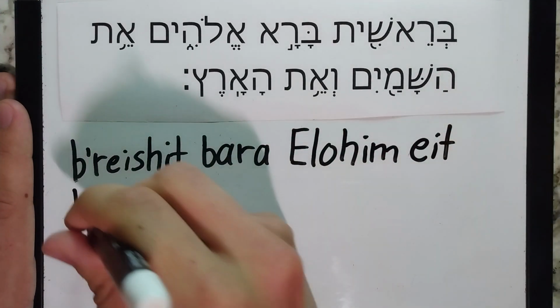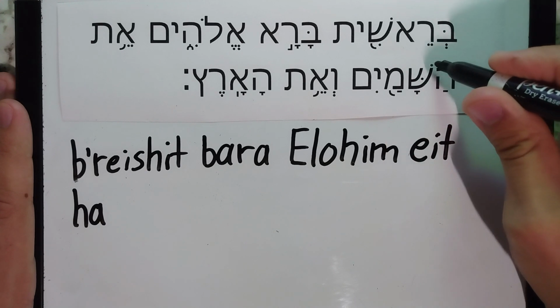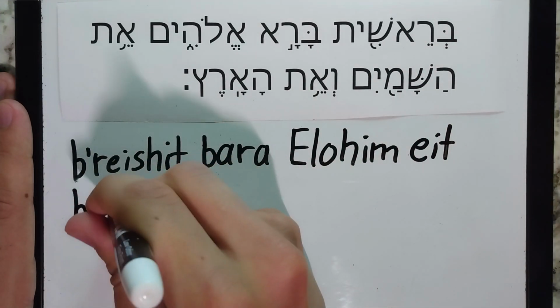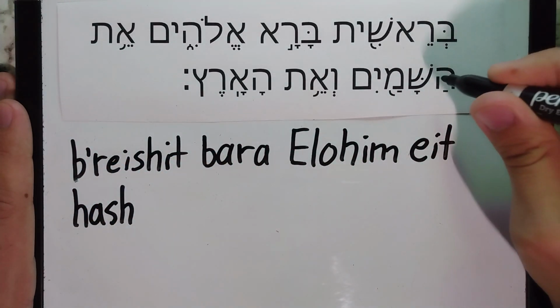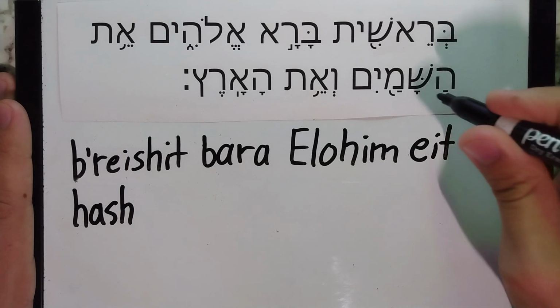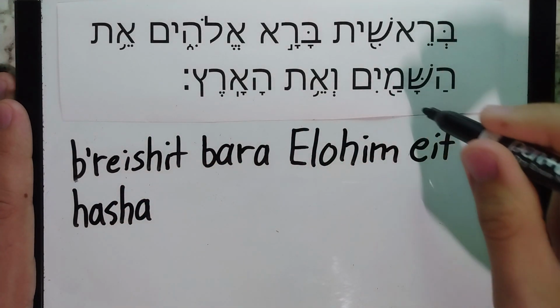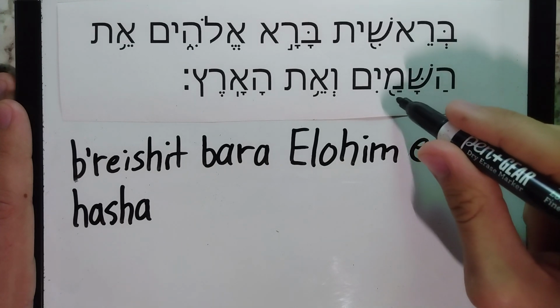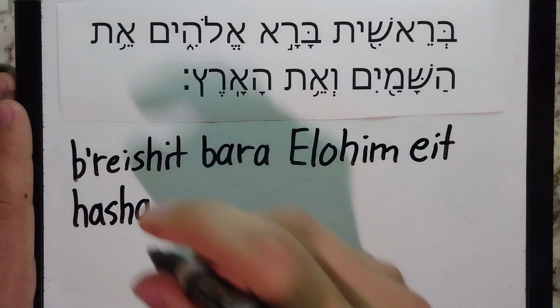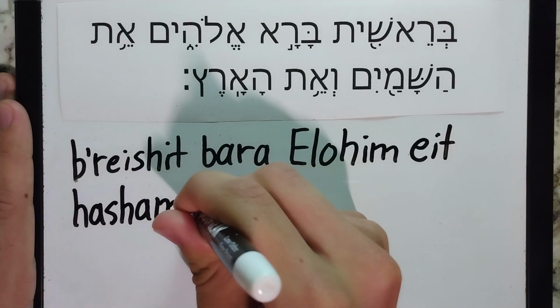Under the hey is a patach, which says ah. Next is a letter sheen with a dot on the top right. Sheen says sh. And in the sheen we have a dagesh. This dagesh does not change the sound of the sheen. It is here for a grammatical reason. Under the sheen we have a kamatz, which says ah. Next is a letter mem, which has a patach and a punctuation marker under it. So that makes the m sound from the mem and the ah sound from the patach.